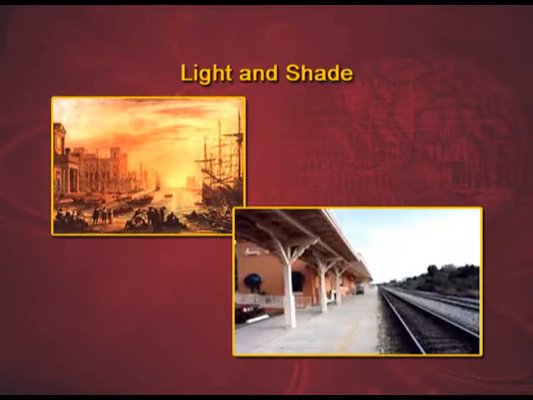Light and shade cues are also monocular cues used very extensively by photographers and painters to give you the perception of depth in two-dimensional objects. Objects which are darker are nearer. As they get far away, the shades get lighter. This is evident from the examples shown on your screen.